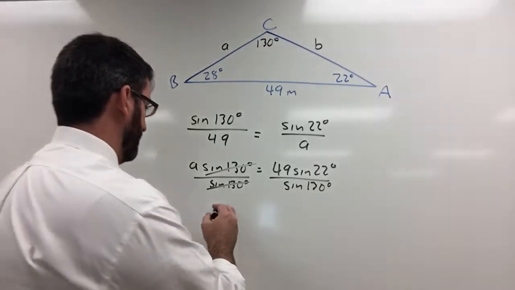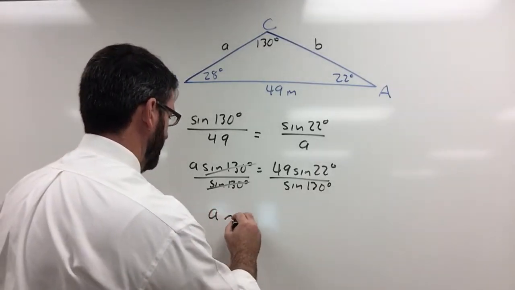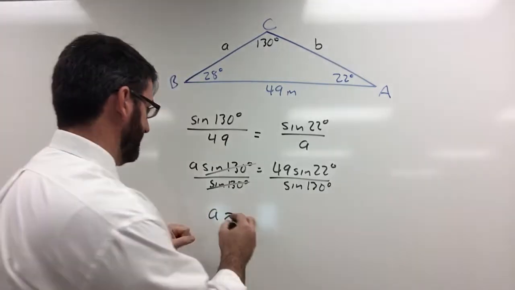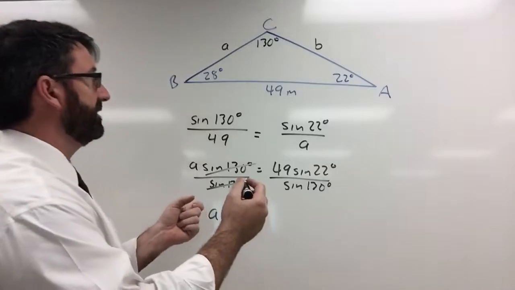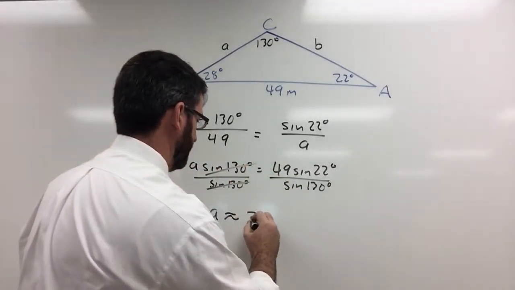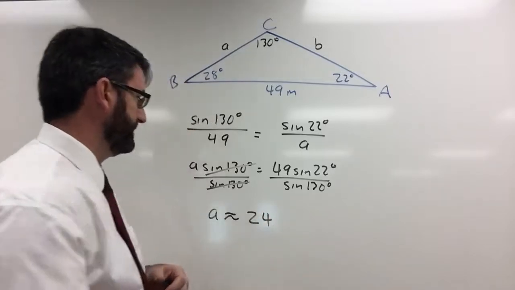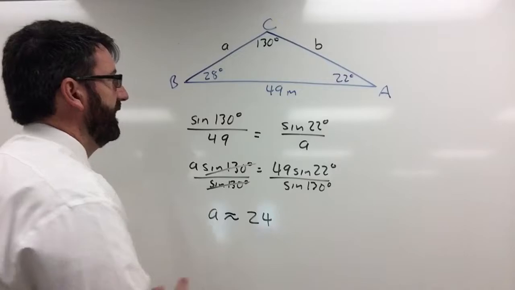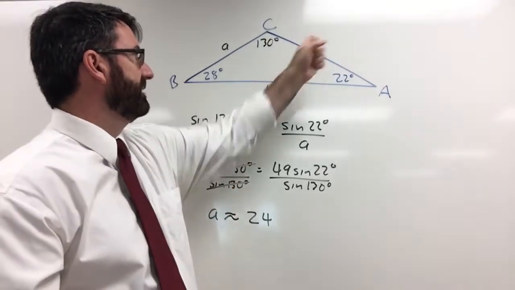And when we plug that into our calculator, we get that A is equal to about 23.96, which we're told to round to the nearest tenth. If we round to the nearest tenth, it comes out to an even 24. All right, next. We need to find side B.